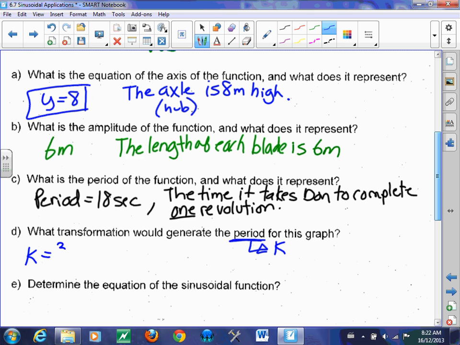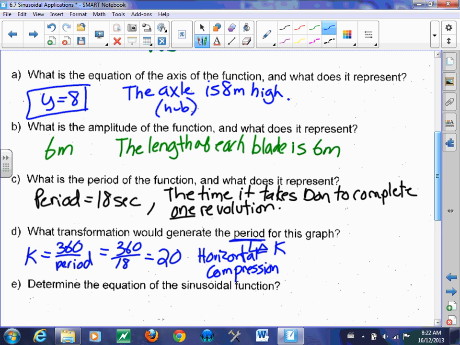So K equals 360 divided by the period. Okay, and so it's going to be 360 divided by 18, which equals 20. So what does that 20 represent, guys? That is a horizontal compression, because that's the transformation, guys, by a factor of 1 over 20. Remember, when you're doing by the factor, it's always 1 over the absolute value of K for the factor, okay?